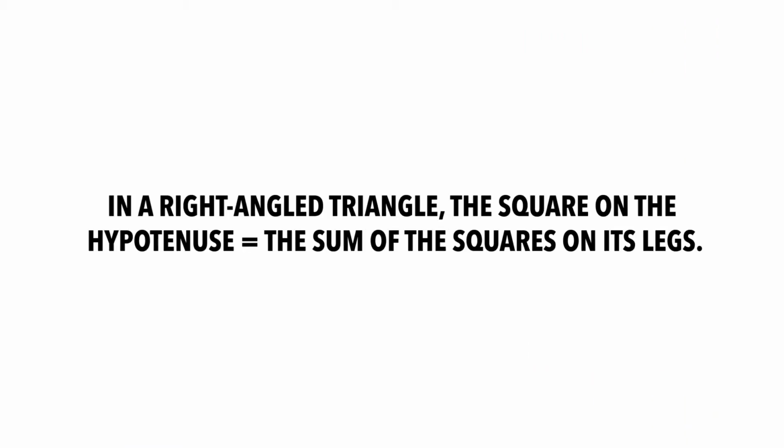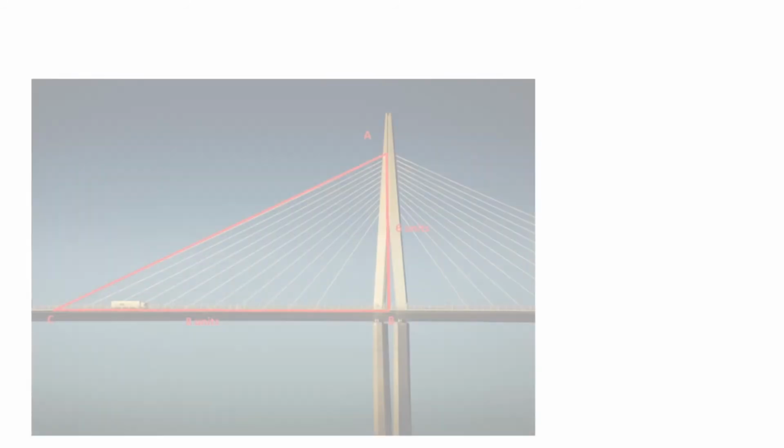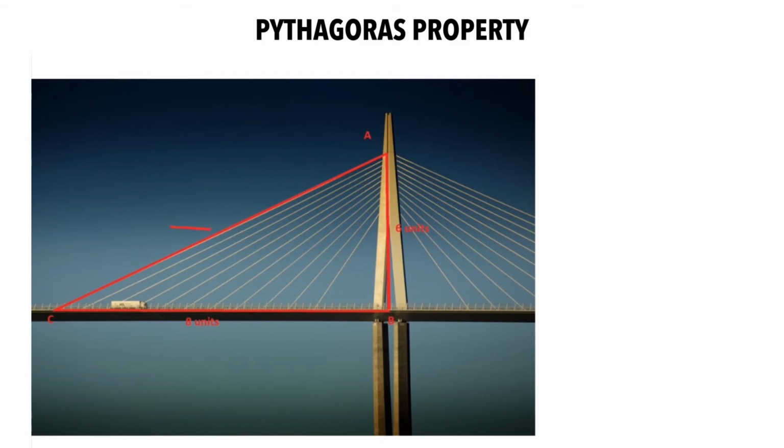Now this is the Pythagoras property. It states that in a right angled triangle, the square of the hypotenuse is equal to the sum of the squares on the legs. In this triangle on the Millau Viaduct bridge, what is AC? Yes, it is the hypotenuse of the triangle ABC. Therefore, if we use the Pythagoras property, then we can say that AC square is equal to the sum of the square on the legs, that is AB square plus BC square.